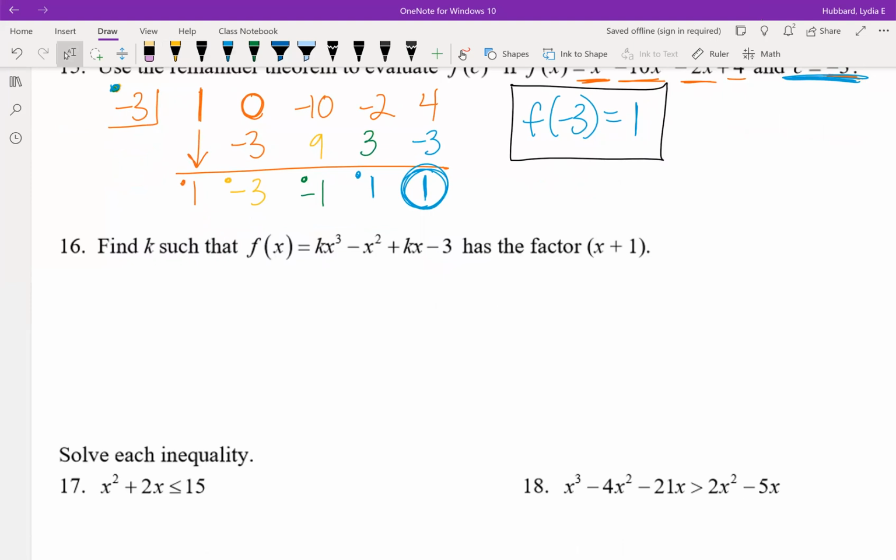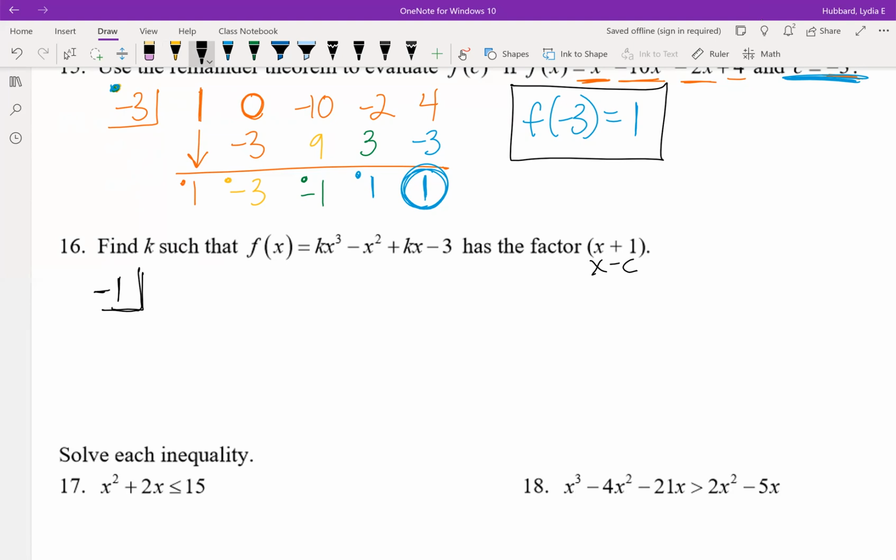Okay, now this one asks us to find k such that this equation has a factor of x plus 1. So this is in the x minus c form, which means we can use that synthetic division, but instead of a +1, it would be a -1. Again, when it's in x minus c form, we do the opposite sign. When it's not, we don't.